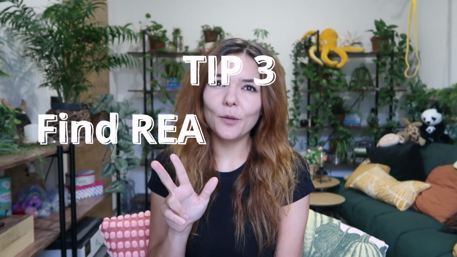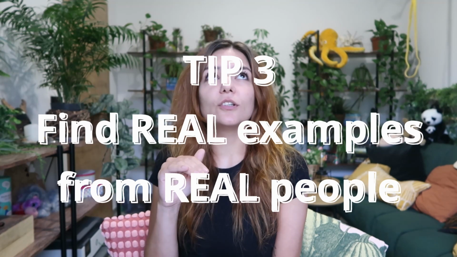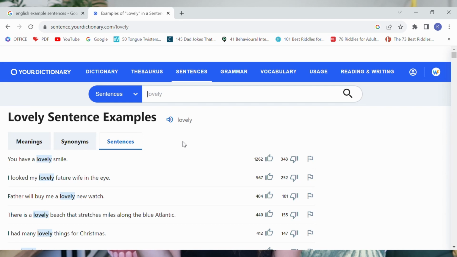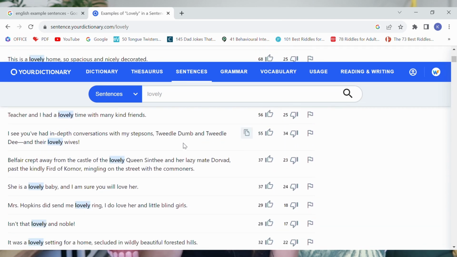The step number 3 is looking for examples. I believe there are a lot of websites where you can put in a word and you will see a lot of written example sentences of that word, but again, for me personally, that's not good enough.